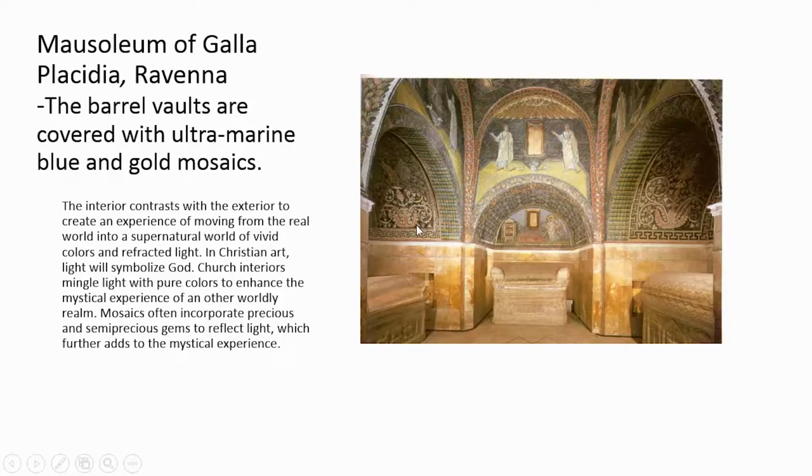And if you notice, the decoration on the insides of these arches is very similar to Roman ornamental vines and things like that we find on items like the Ara Pacis. And as you can see here, it's a big contrast with the exterior. So light comes in, lights up all this mosaic, and the light symbolizes God. So this is going to be a theme throughout, that these church interiors mingle light and pure color. It just creates this mystical experience of an otherworldly realm. Lots of times they'll have precious stones, gems, and solid gold, particularly in this case. So it all adds to this mystical experience.